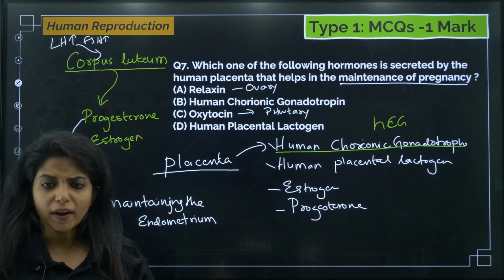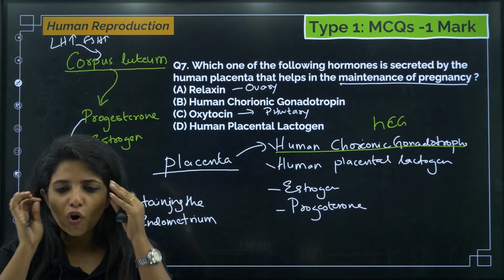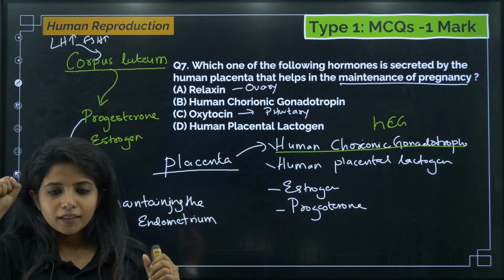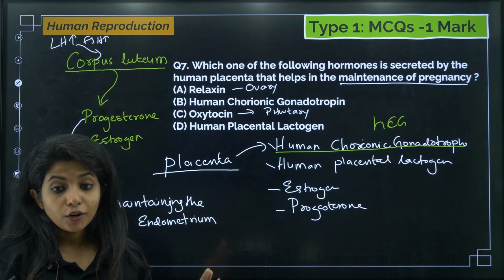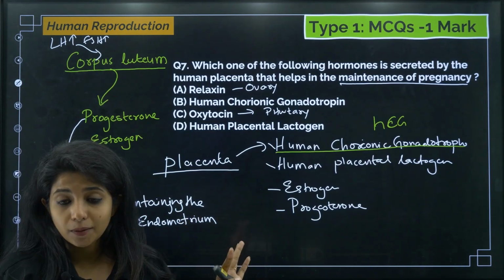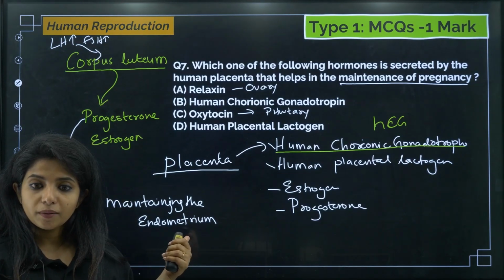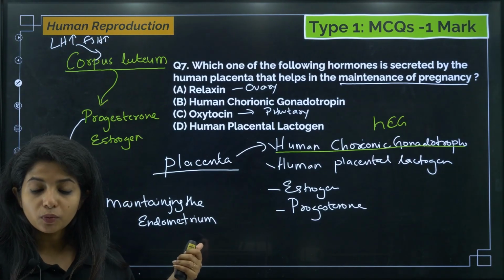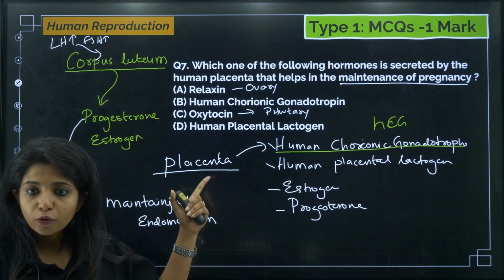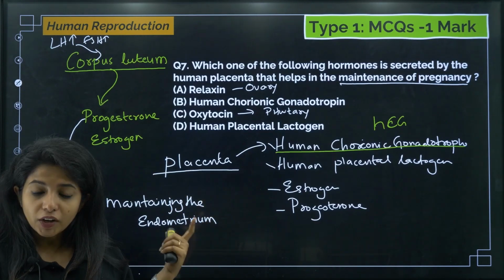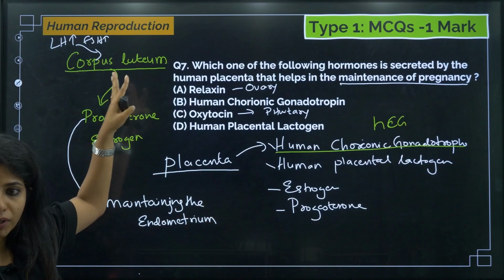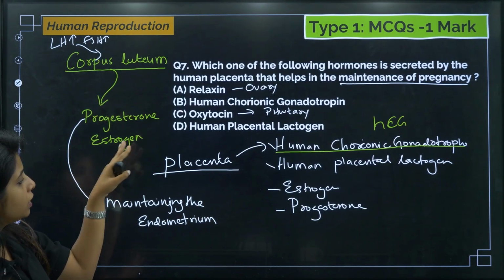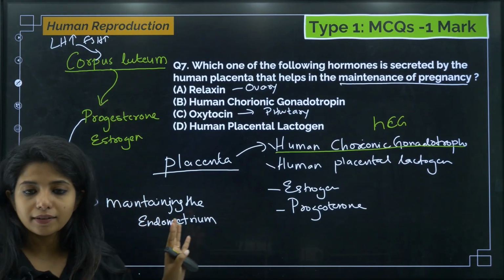Okay, why is this happening? Use your common sense over here. The egg is being released, and obviously the body wants the egg to get fertilized. If by chance fertilization has taken place, the endometrium should always be there, because the endometrium will provide the initial nourishment before the placenta is formed, right? So the endometrium has to be maintained. That is why the body thinks we have to maintain the corpus luteum. The corpus luteum will be releasing progesterone and estrogen, and the endometrium will be maintained.